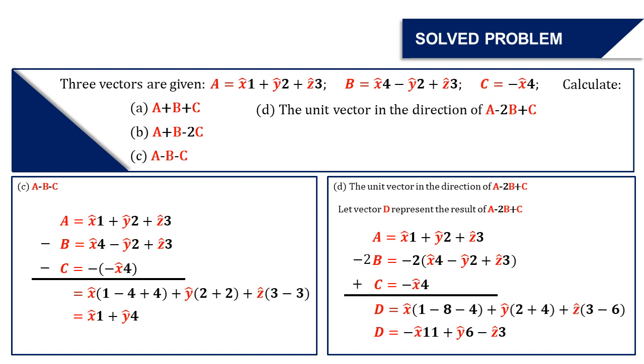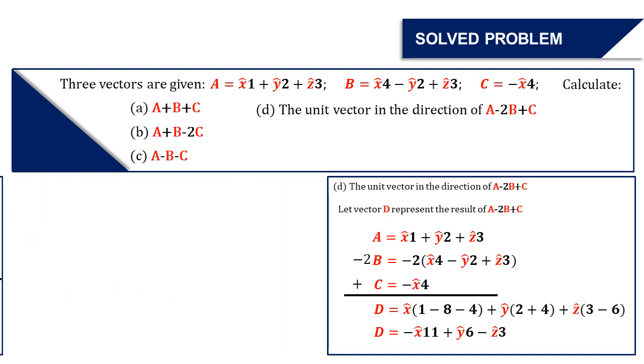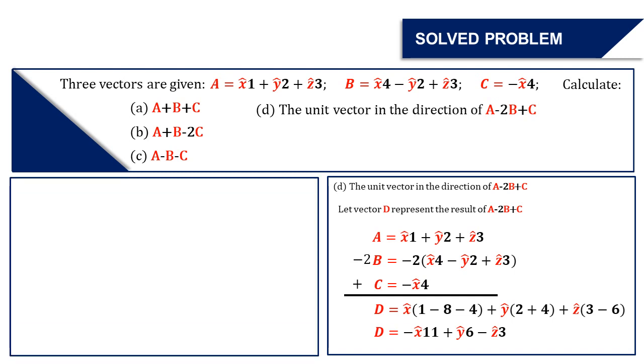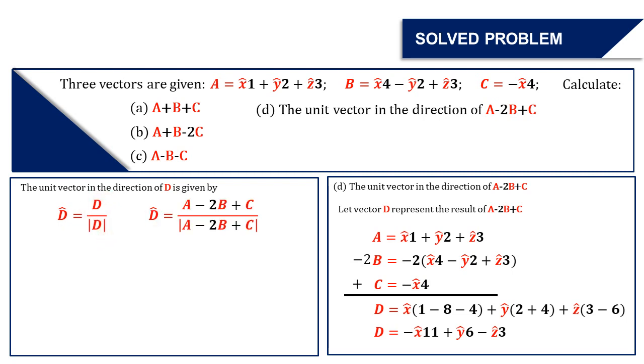So, now, dahil meron na tayong value ng d, which represent yung result ng a minus 2b plus c, pwede na natin kunin yung unit vector in the direction of d. And that would be given by d hat is equal to the vector na d all over its magnitude. So, mas maganda kung ganyan natin siya i-represent. Right? So, kunin muna natin yung kanyang d. D is equal to negative x hat 11 plus y hat 6 minus z hat 3.